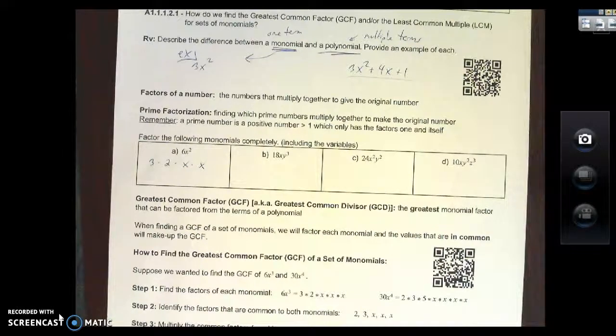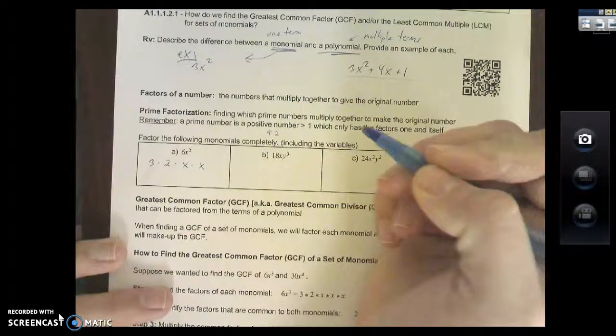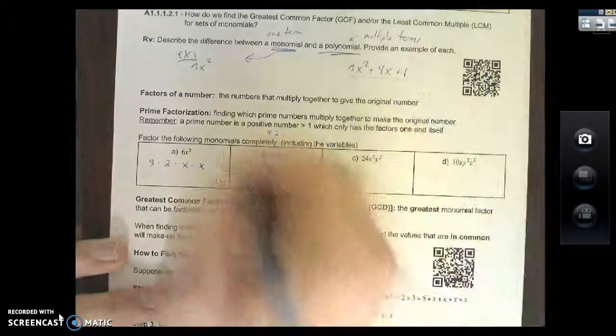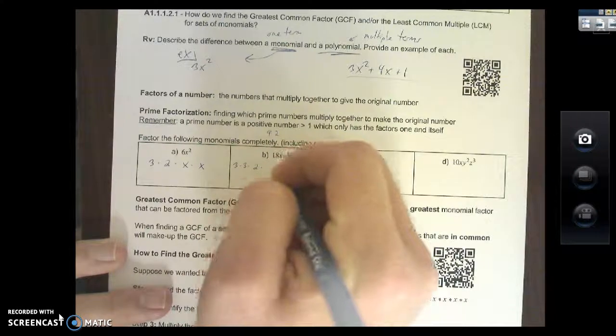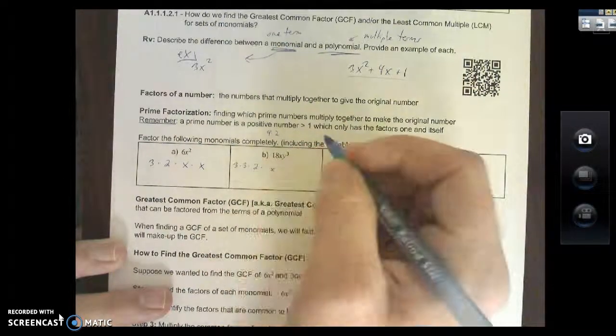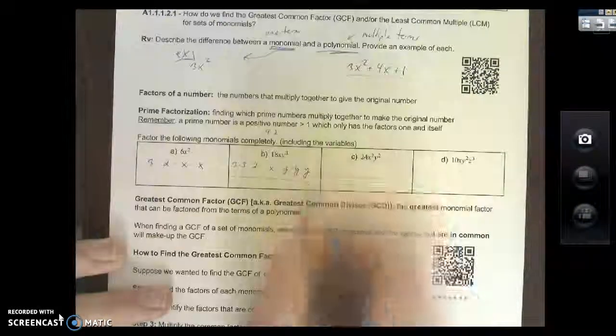Good. Something like part B, 18xy cubed. 18, you could do 9 and 2. I'm going to do this up here real quick. But then you can break down number 9 again to 3 and 3. So you could have 3 times 3 times 2 times x, and then we have y cubed. So there's 3 y's. Okay?